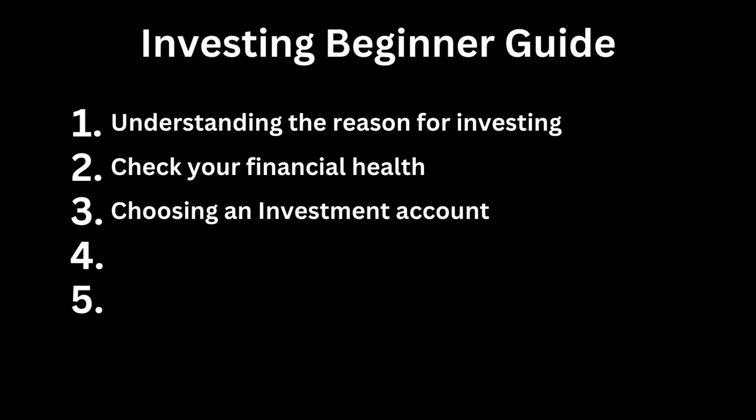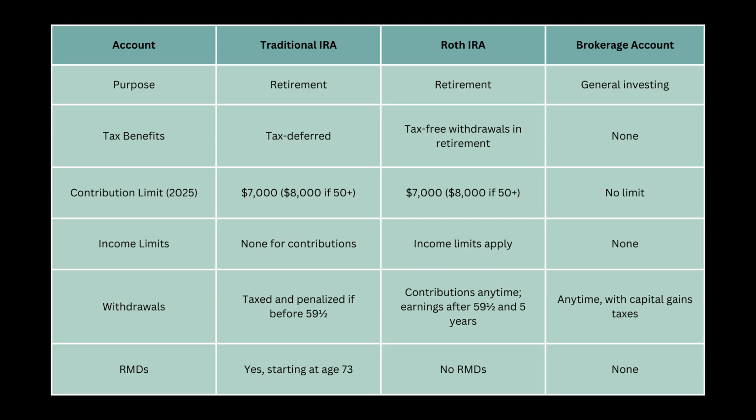Number 3, now that you have your leftover cash ready to go, we need an account where you can invest. Besides having an employer-sponsored account like a 401k, you can choose between an IRA, Roth IRA, or a brokerage account. Let's go through their main differences, starting with purpose. The purpose of an IRA and Roth IRA is that they are retirement accounts with some tax benefits and rules to follow, while a brokerage account is just for general investing with less limitations.